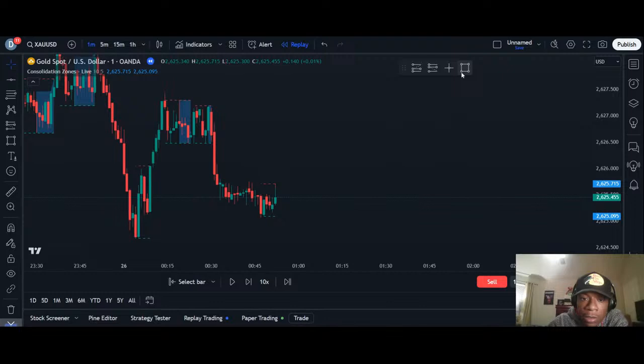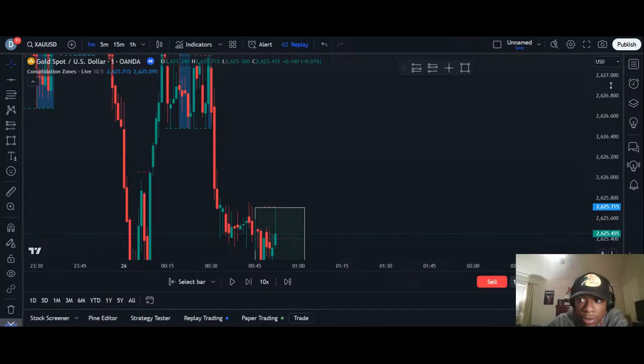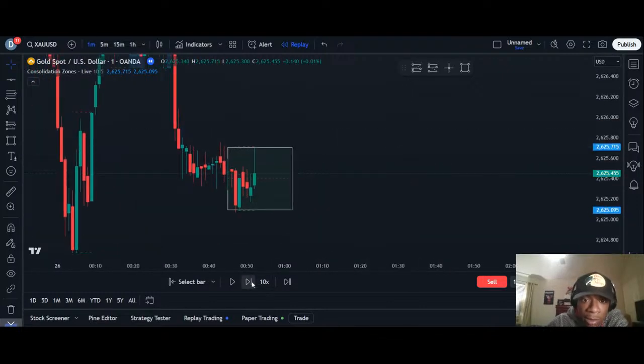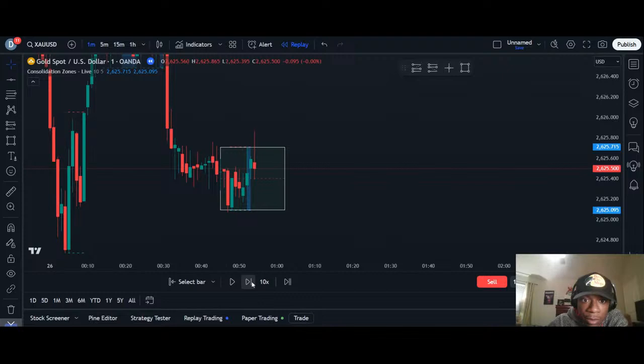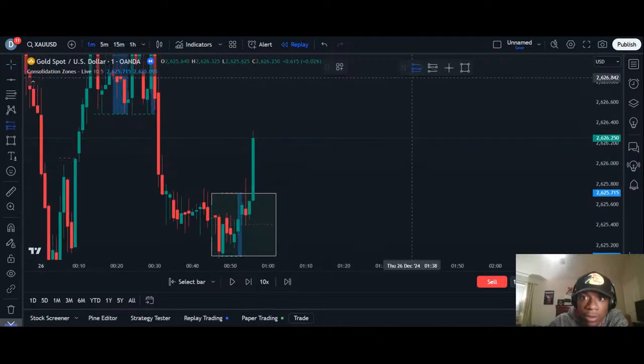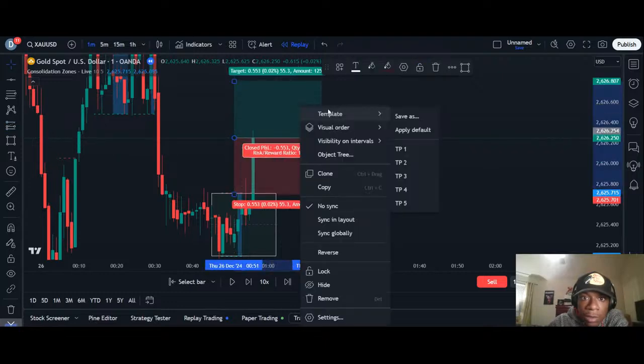All right, got another zone. Like, for the most part, this should work on almost anything. Almost anything. I haven't tested it on anything, so I can't promise you. But from what I've noticed, it works on pretty much most pairs, most futures, commodities, whatever you want to call it.